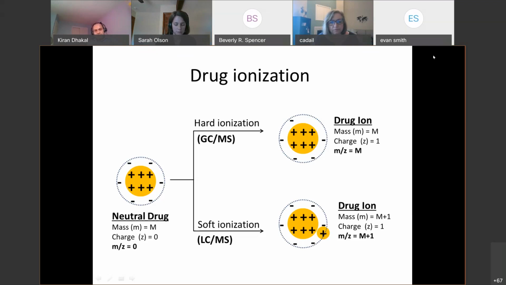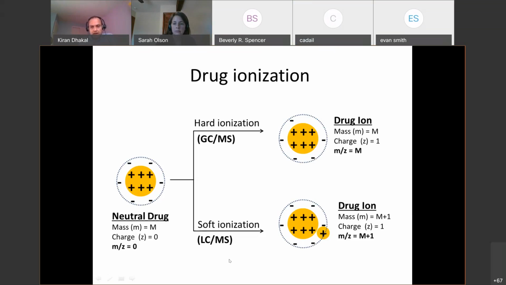In GCMS, the ionization we do is a hard ionization. We remove one of the electrons from the compound, and then we form a drug ion. You can see in this figure a drug ion produced in the GCMS, where we knock off this electron. It has the same mass, but now it has a charge of 1, because it has a positive charge of 1, since you lost 1 electron here.